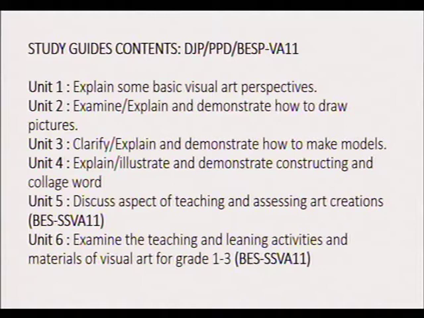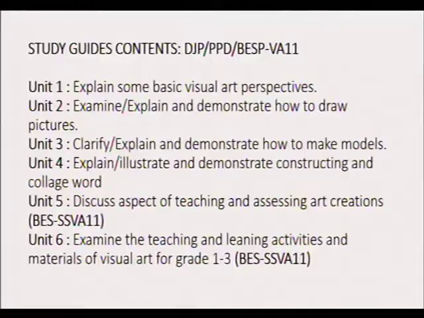So first slide, we are going to talk about our study guides contents, as we have mentioned earlier. Please do confirm you have got the DJP or PPD or BSB visual art modules, or otherwise confirm that you have found them in your Kindle. In this slide, we are going to look at all the units covered in your study material. That is unit 1, 2, 3, and 4.